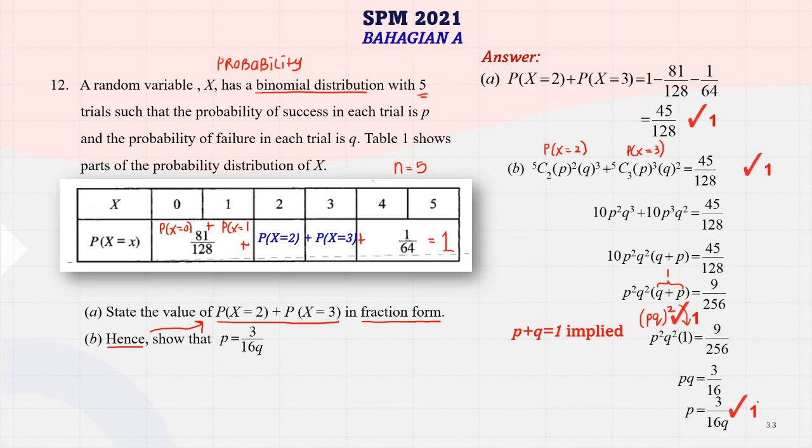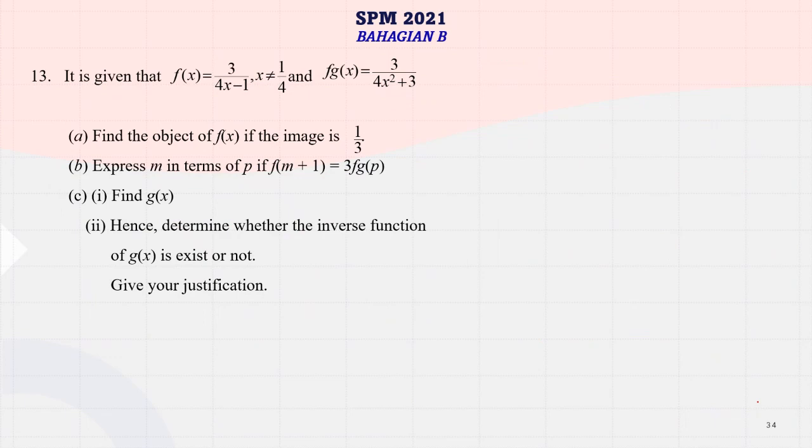Okay, next kita pergi to number 13. Is a function. It is given that function fx is equals to 3 over 4x minus 1, whereby x is not equals to 1/4. And this is the composite function. Okay, fgx equals to 3 over 4x2 plus 3. A, find the object of x if the image is 1 over 3. Object means x, nak cari x. This one adalah function lah. Ni fx lah ataupun y. Okay, kita cuba tengok yang A tu. So kita equatekan saja. Fx, it is equals to 1 over 3. This is fx. It is function dia equals to 1 over 3. So kita akan cari x. So x is equals to 15/32.